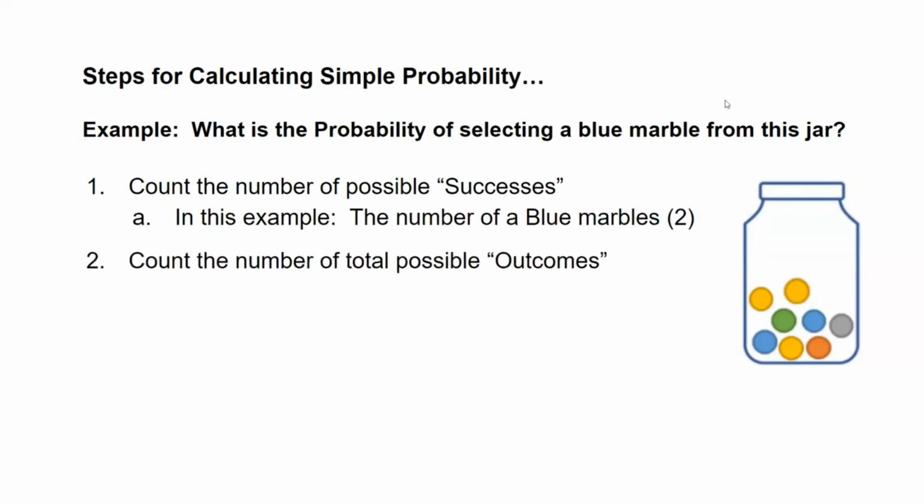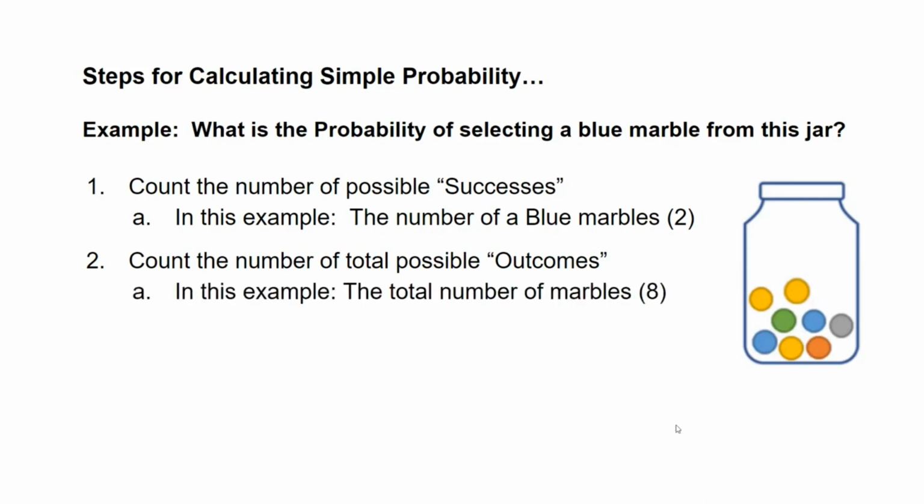Second, count the total number of possible outcomes. This is simply the number of things that we could select in the case of a jar. Now, we want to count the total number of marbles. 1, 2, 3, 4, 5, 6, 7, 8. There are 8 marbles in this jar, so that is the total number of possible outcomes.